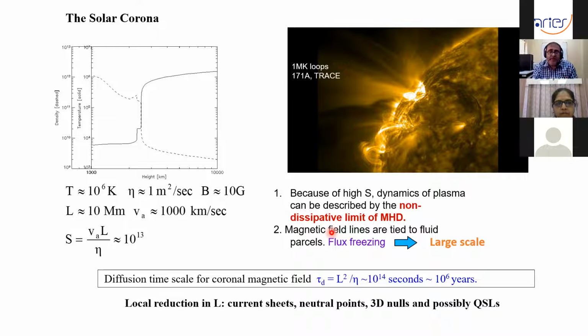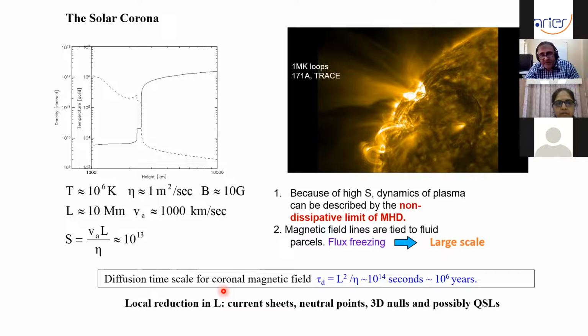So whenever you push a plasma parcel, the magnetic field line gets deformed because they are tied. And this deformation, from Ampere's law J equals curl B, generates further current. And the whole system evolves in time. So this is what we define as large scales, because unless L is large, this flux freezing condition is not valid. And with such L, if you calculate the diffusion time scale for the coronal magnetic field, it comes out to be of the order of million years.